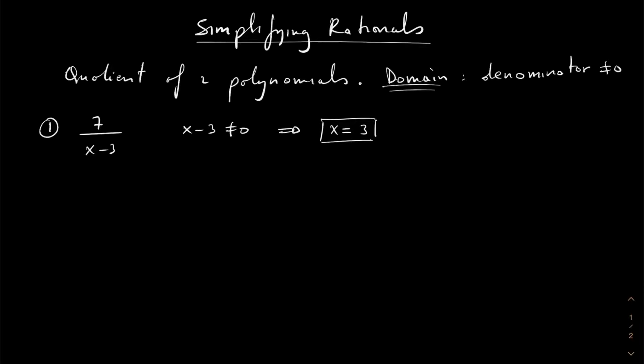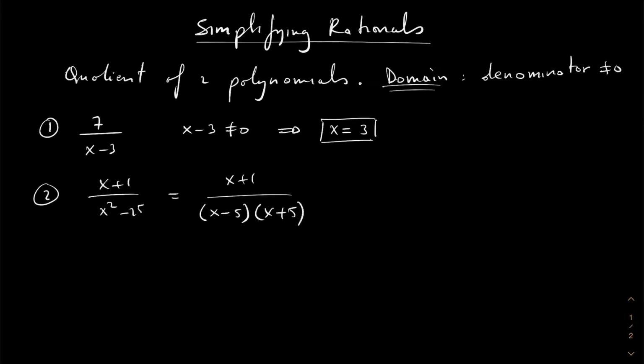The second example is going to be x plus 1 divided by x squared minus 25. Now, looking at the denominator again, if you remember, this denominator is a quadratic, and so you can rewrite it as x minus 5 multiplied by x plus 5. And so what numbers can make this denominator 0? This denominator can be 0 if either of those factors are 0. So you would not want x to be 5 nor negative 5. So the domain for this particular rational expression will be all numbers except plus or minus 5.